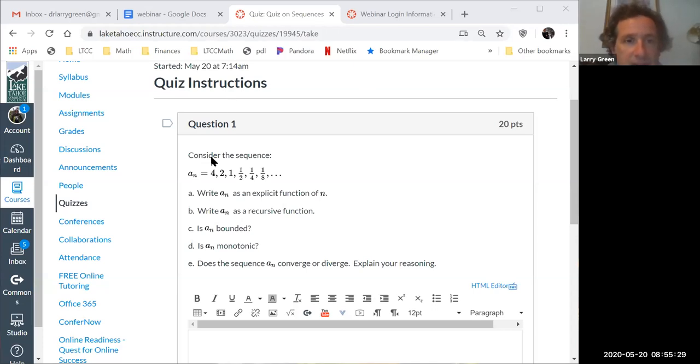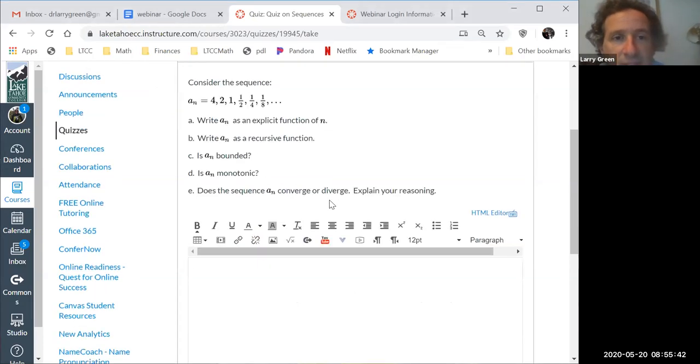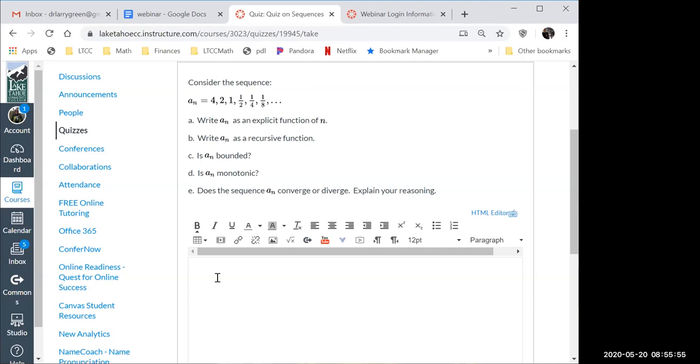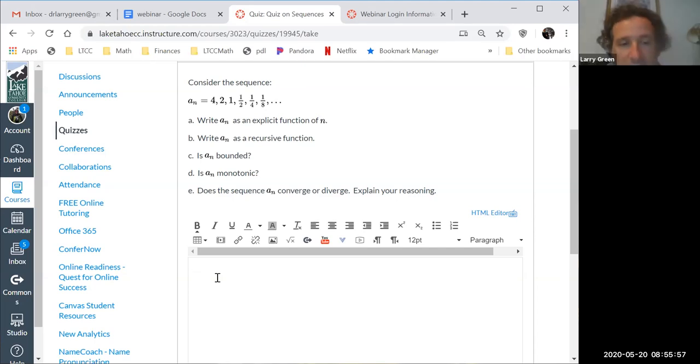Okay, so here's the quiz. It says, consider the sequence 4, 2, 1, a half, a fourth, an eighth, etc. Part A is write a sub n as an explicit function of n. So in particular, what do you notice about this sequence in terms of what it's doing or what it looks like? Multiplying by a half each time. Yep, it's multiplying by a half each time.